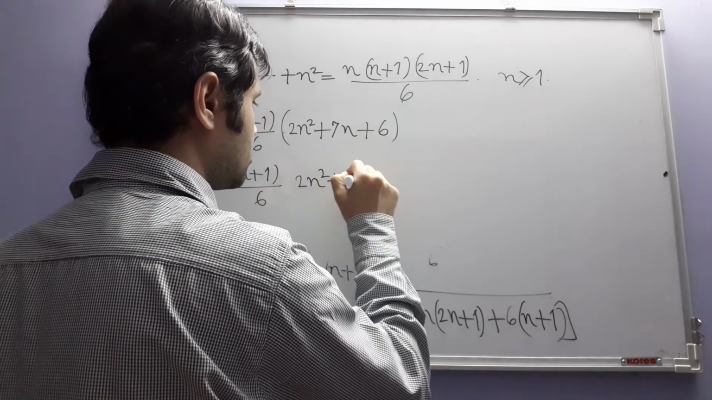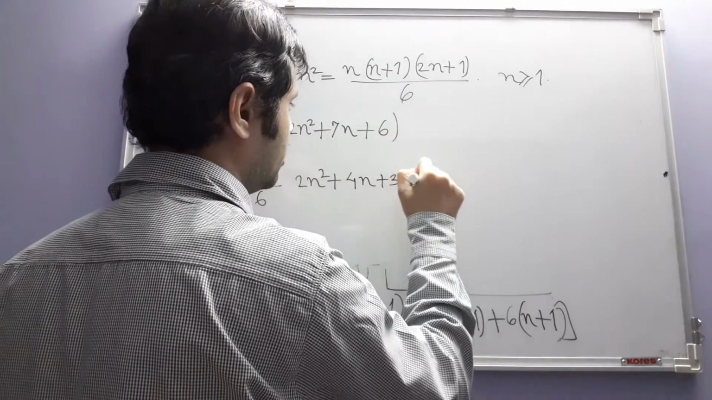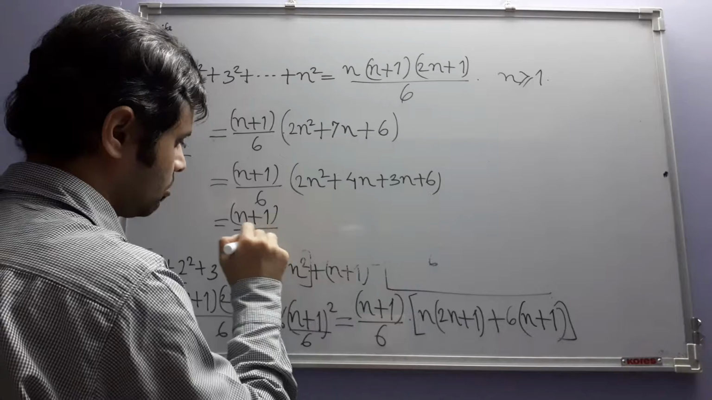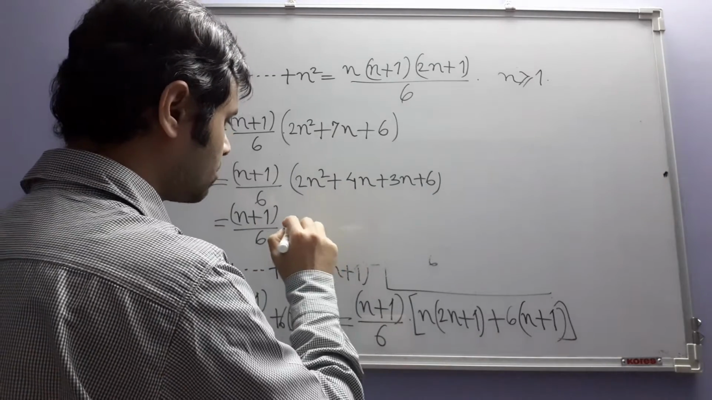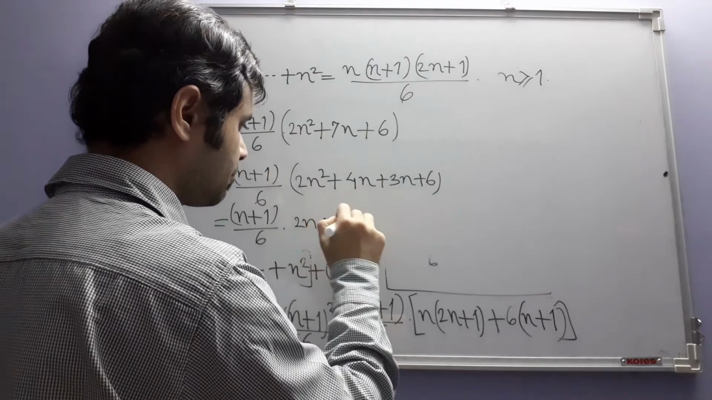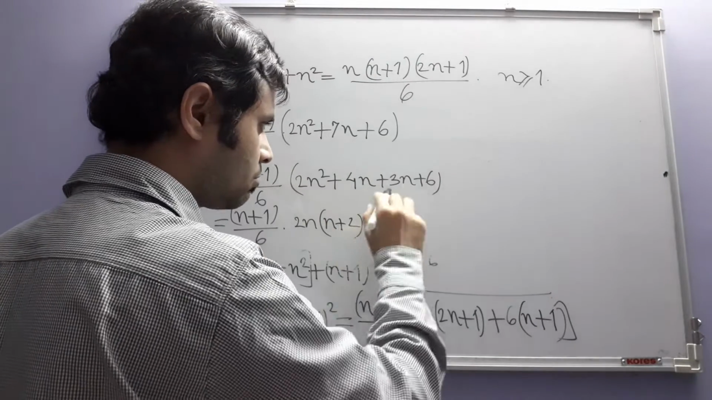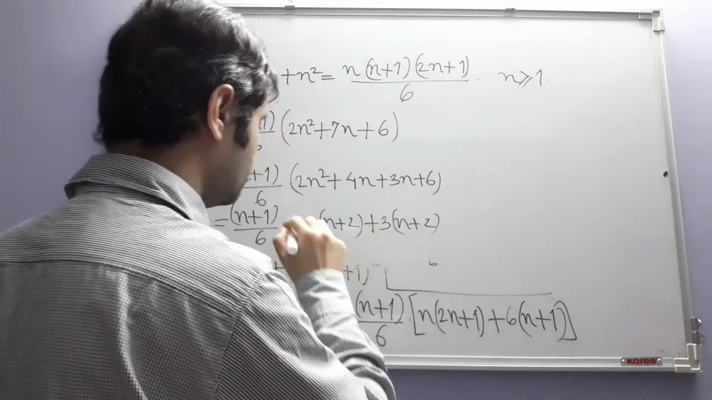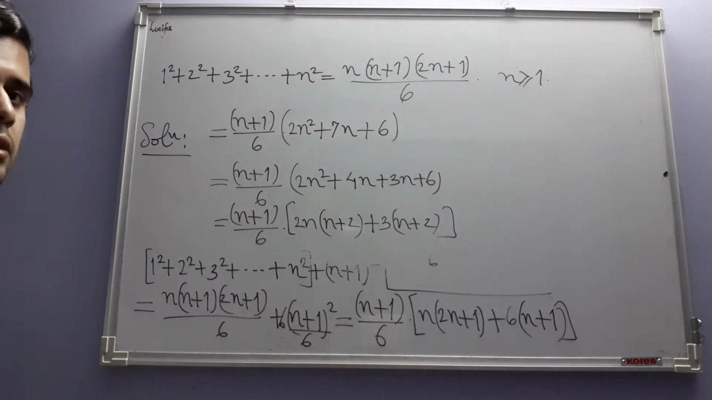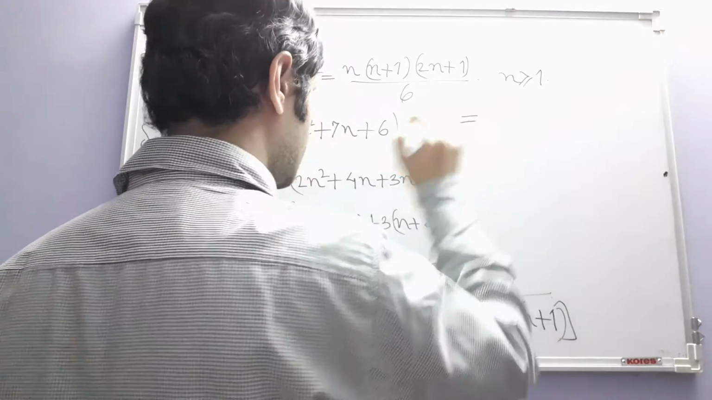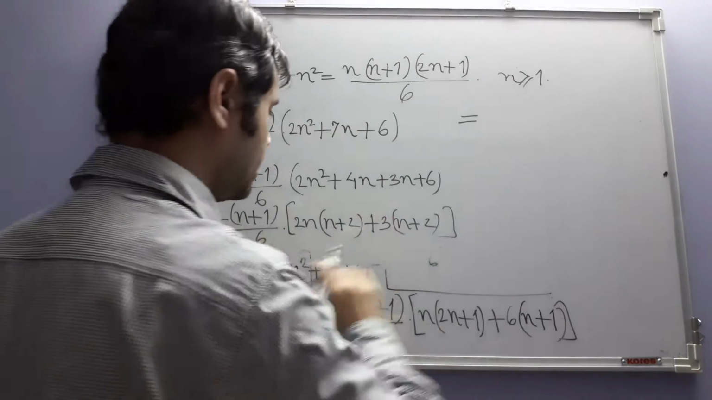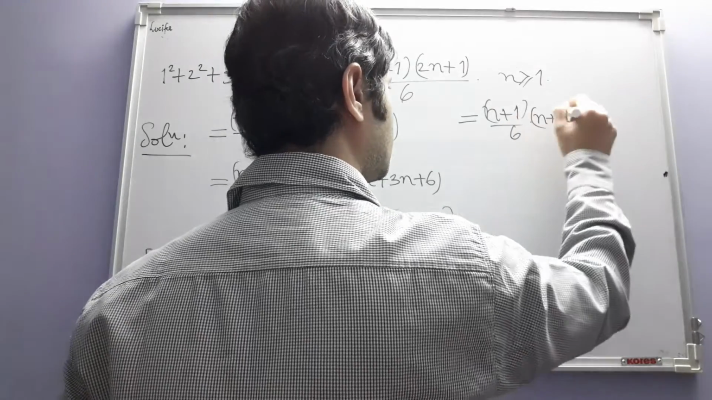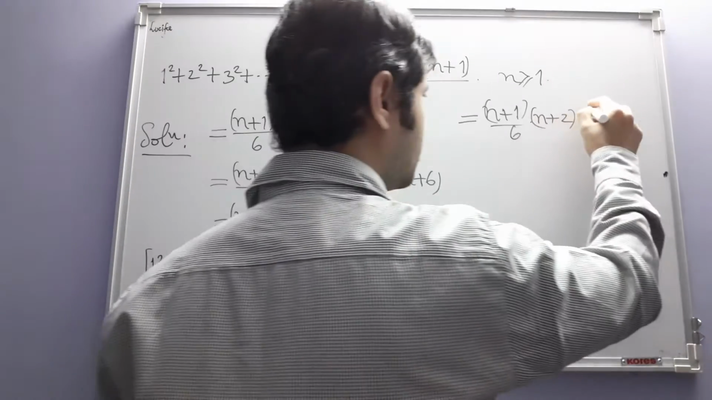2n square plus, if I write 4n plus 3n plus 6, from the first two terms, if I take 2n common out, I am left with n plus 2. From the last two terms, where I take 3 common out, I have n plus 2. So it's the factorization method that you have already come across in school. Then you take n plus 2 common out. Then you have 2n plus 3.